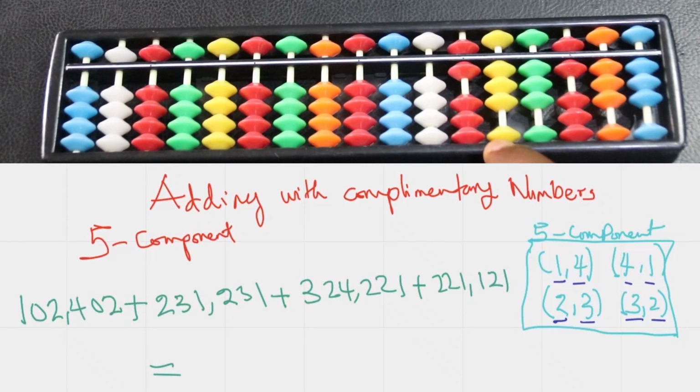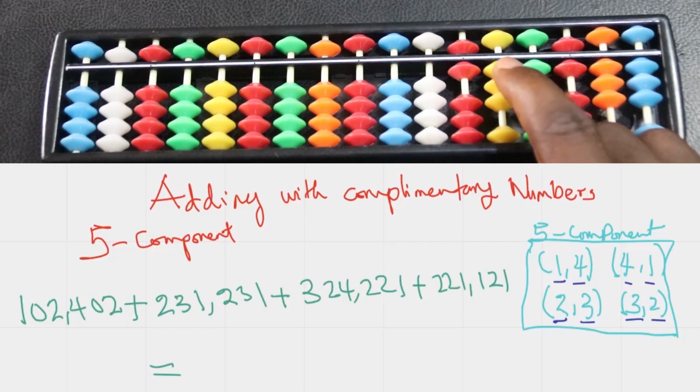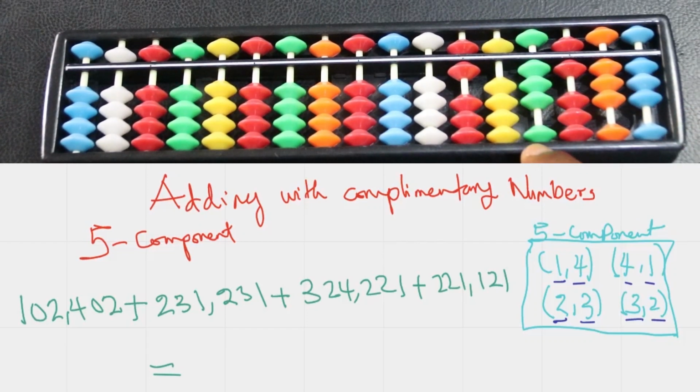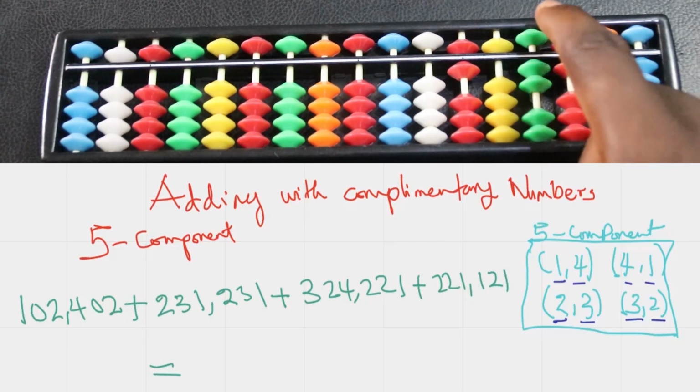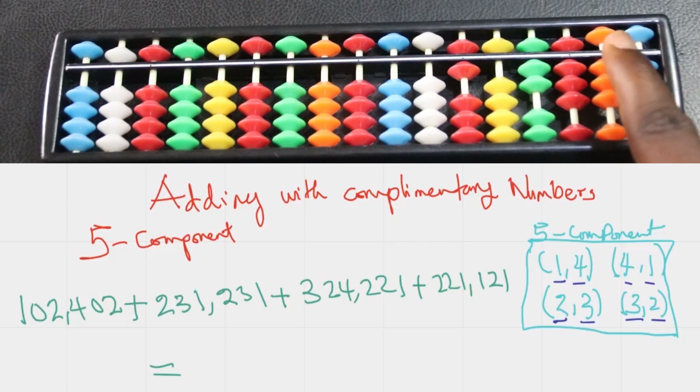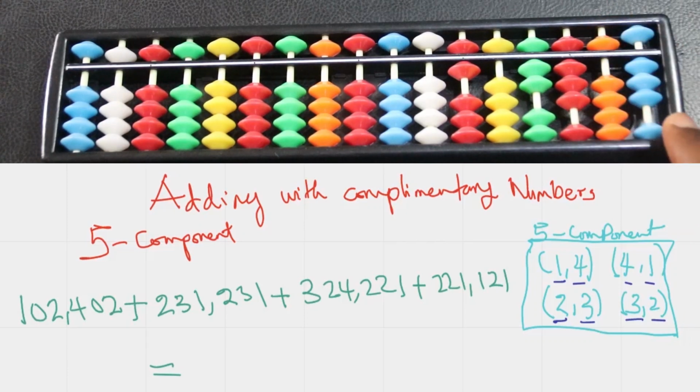2. I don't have 2 here. What's the 5 component of 2? Remove 3. Add 5. Here I want to add 4. I do not have 4. What's the 5 component of 4? Remove 1. Add 5. Here I want to add 2. I have 2. Here I want to add 2. I don't have 2. What's the 5 component of 2? 5 component of 2 is 3. Remove 3. Add 5. Here I want to add 1.